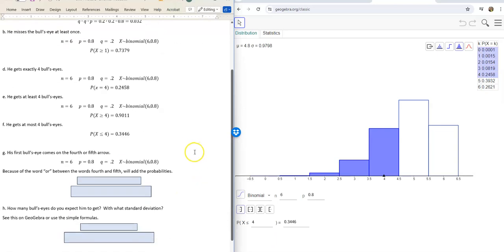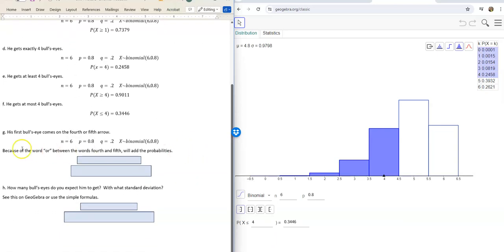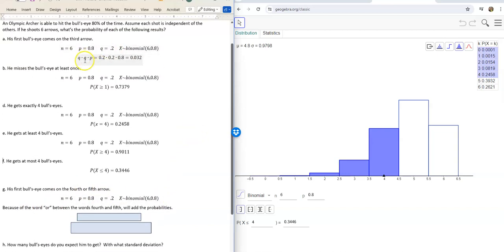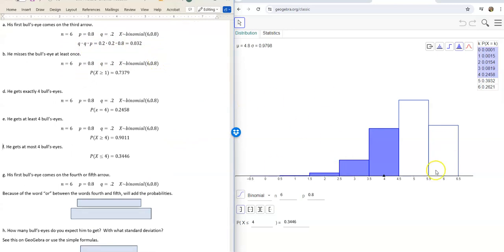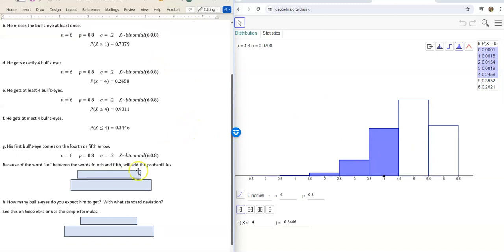And then looking at this one, it's a little different. It's asking, what is the probability that his first bullseye comes on the 4th or 5th arrow? Because of the word or in here between 4th and 5th, we're going to add the two probabilities together. And we're going to do it the way we did it up here, where we're looking at P, P, Q, whatever. That's going to be how we're doing it, rather than using the GeoGebra for this.